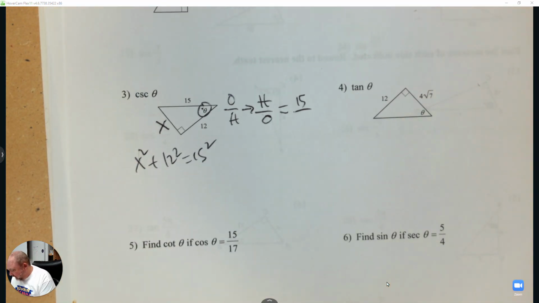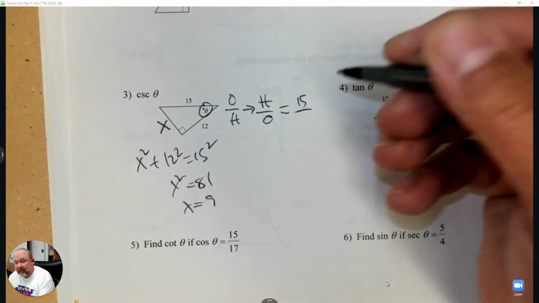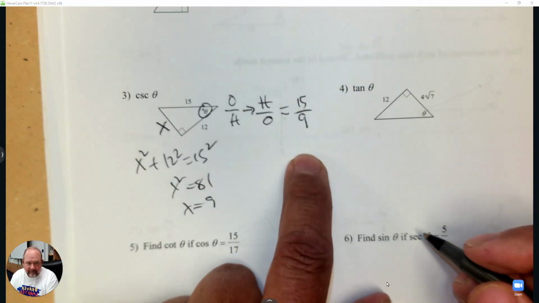So 15 squared, subtract 12 squared gives me 81. And then the square root of 81 is 9. That's the side I need. So the answer is 15 over 9.